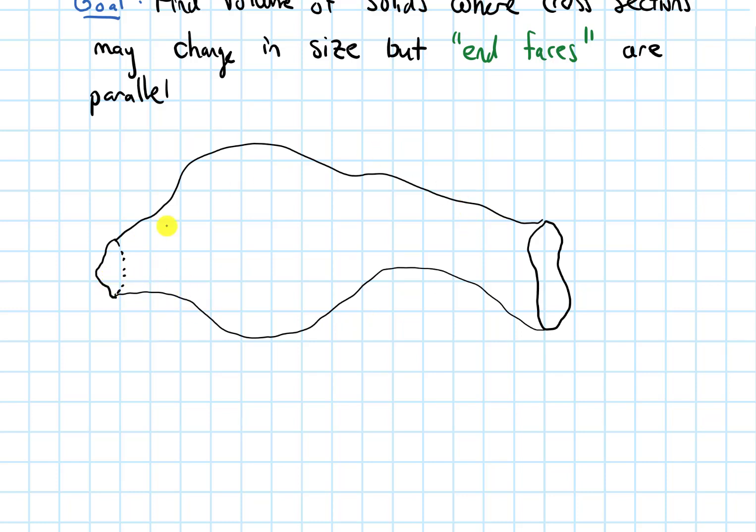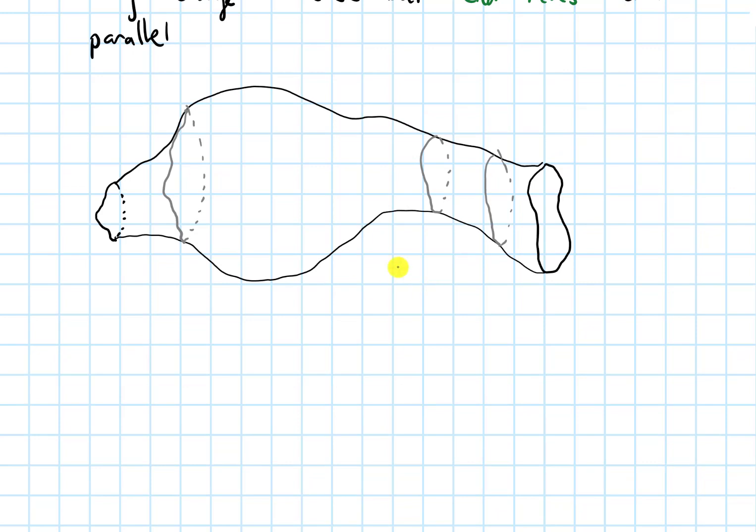Let me draw some of the other cross sections. Maybe somewhere here, if I draw a cross section, some part of it I'll be able to see, and then the back part, dashed, I won't be able to see. Let's draw one or two more. Here's the front, here's the back, which I can't see, and then here's the front, and here's the back, which I can't see. These cross-section shapes are these curves. I want to be able to find the volume of a shape like this.